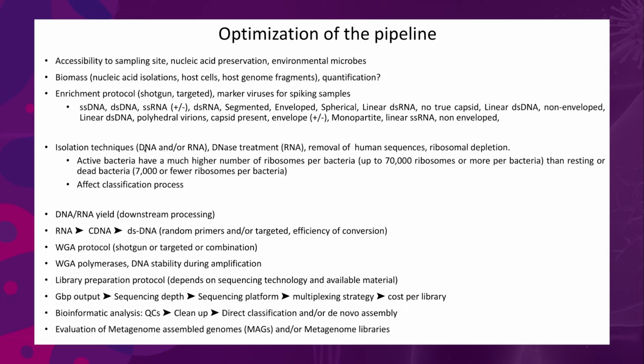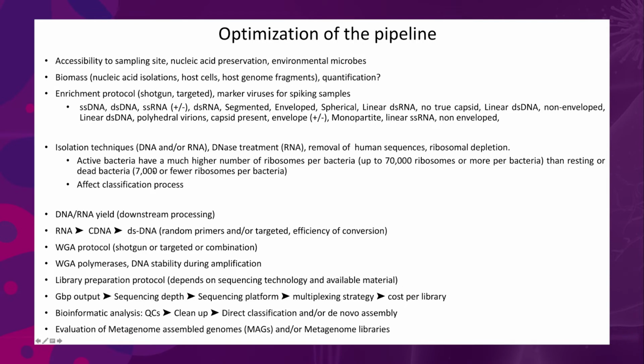DNase treatment, when we look at the RNA portion of sequences. Of course, we can remove somehow human sequences. That's something we could do. And ribosomal depletion is also another option. However, for community-based metagenomics, if we deplete the ribosome, we will probably lose a lot of information coming from the bacterial component in terms of classifying bacterial genomes. But an added information of including the ribosomal subunit of bacteria is that we can distinguish between active bacteria and resting or dead bacteria.